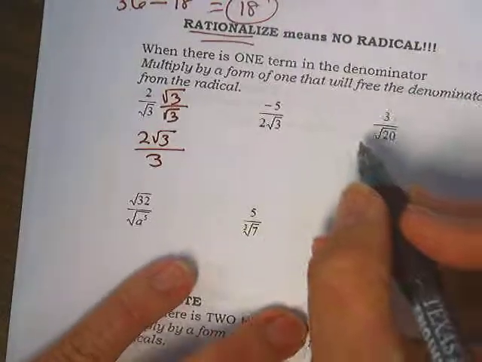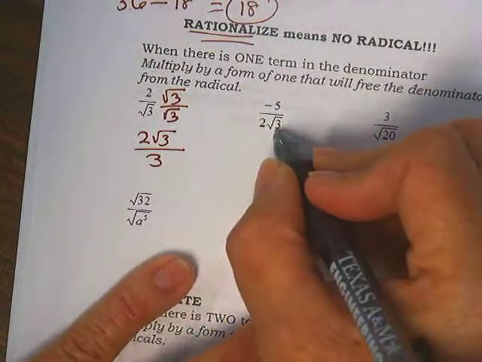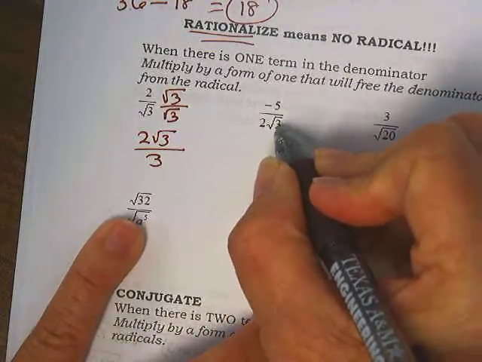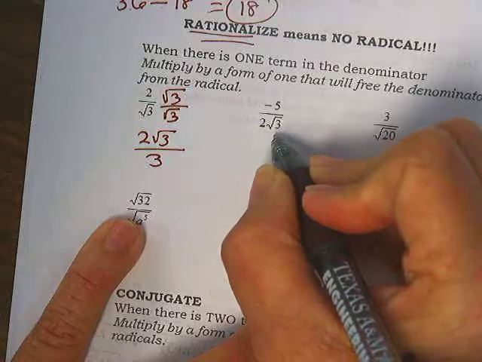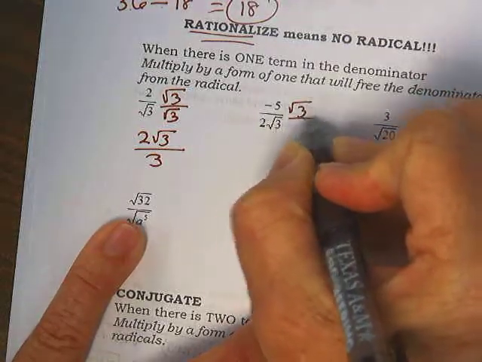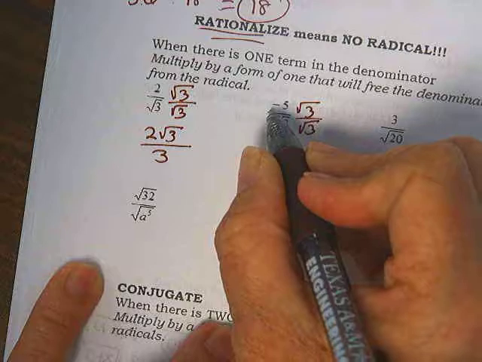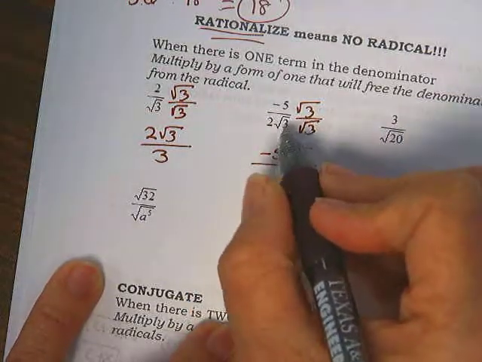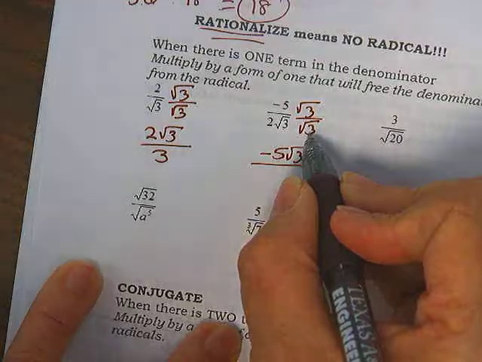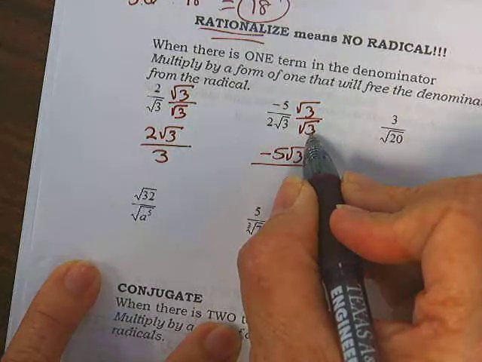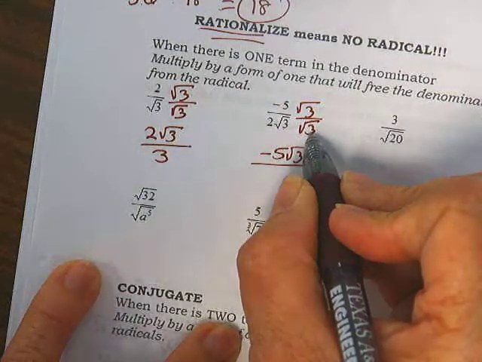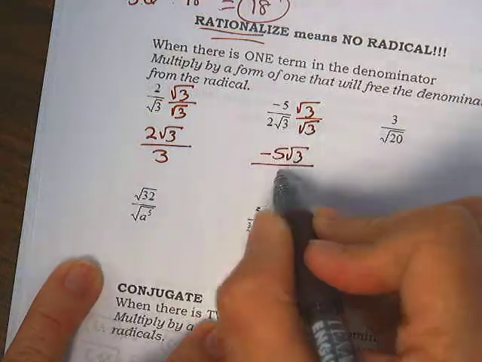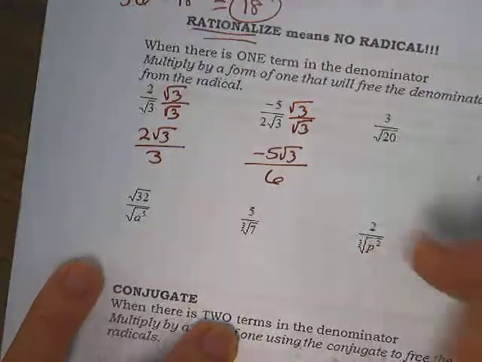Let's pick a couple other of these. If I want to get rid of this one, we multiply. We don't need to multiply by the whole thing, just what's under the radical sign. So square root of 3 times square root of 3, and we get negative 5 square root of 3 over, again, square root of 3 times square root of 3 is square root of 9. And the square root of 9 is 3 times 2 is 6.